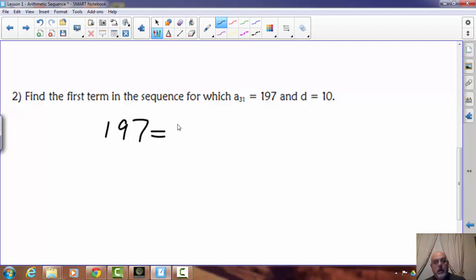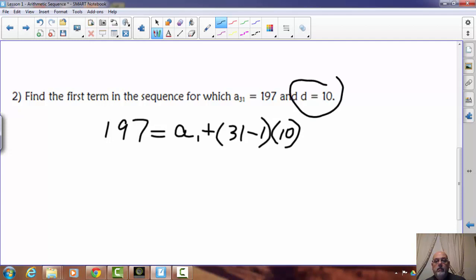The formula says the nth term, so that's going to be 197 equals the first term plus 31 minus 1 times 10. You have the common difference here of 10. The 31st term, that's n. There you go, 31 minus 1. So 197 equals our first term plus 30 times 10.